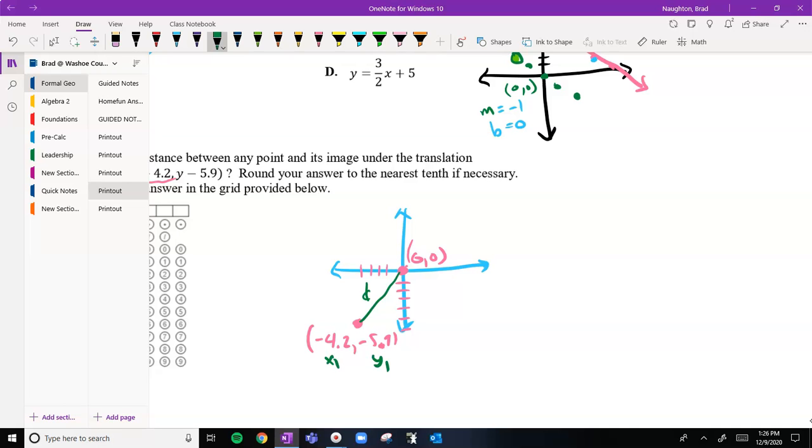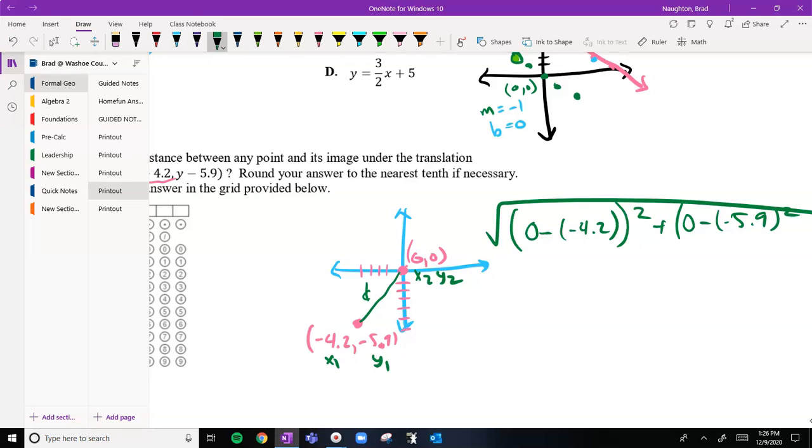So x1, y1, x2, y2. We're doing distance. So 0 minus a -4.2 squared plus 0 minus a negative 5.9 squared. So a couple of things at this point. Time to just throw it in the calculator because it says round your answer to the nearest tenth anyways. So throw it in the calculator. Don't even worry about the algebra. But when you're all said and done, you get 7.24.